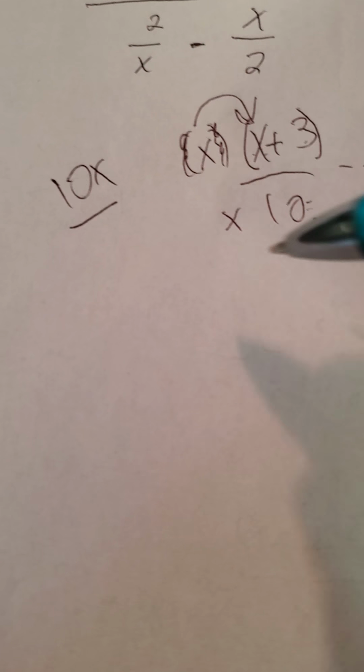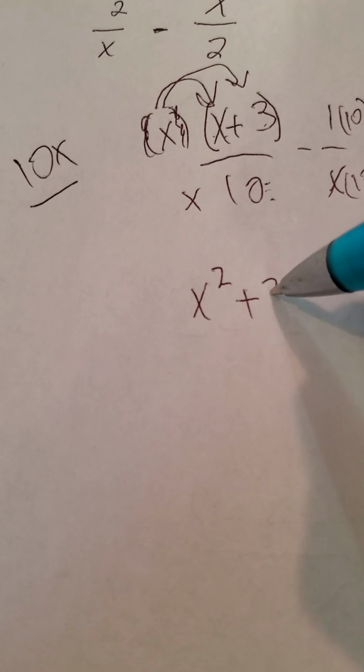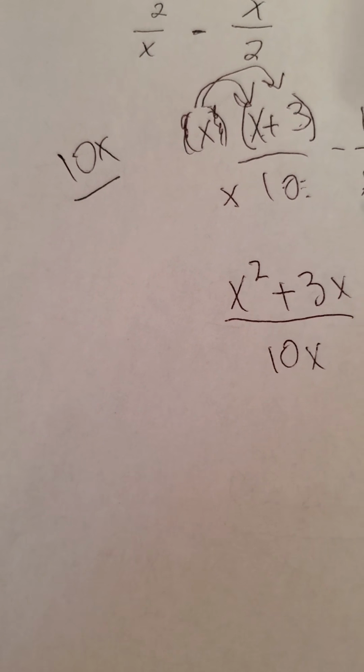All right, let's multiply out. x times x, that'll give me x squared. x times 3, well, positive 3 and an x. All over my 10x. That's a minus sign.